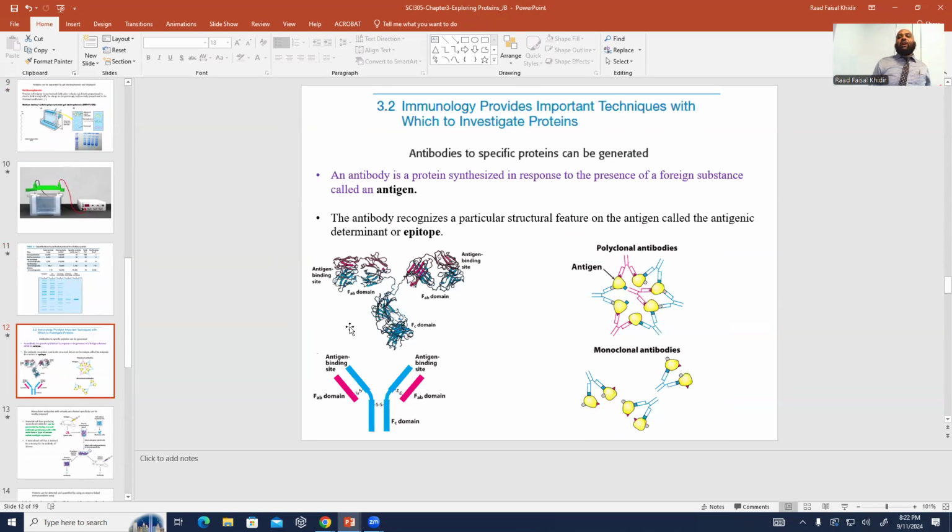Now we can also use immunology, like in ELISA. Immunology provides important techniques with which to investigate proteins. An antibody is a protein synthesized in response to the presence of a foreign substance known as the antigen. So I make an antibody against a certain antigen. The antibody recognizes a particular structural feature on the antigen called the antigenic determinant, or the epitope. The place where the antibody binds the antigen is known as the epitope.